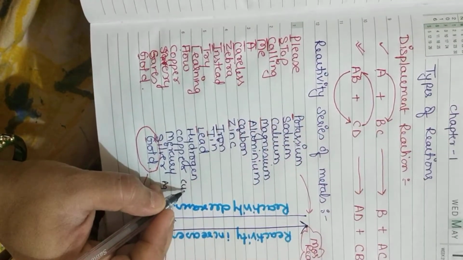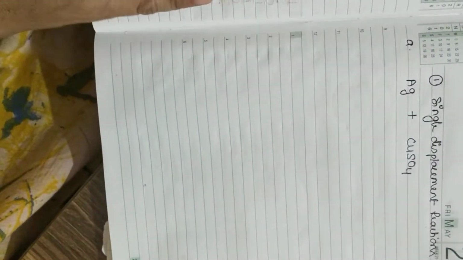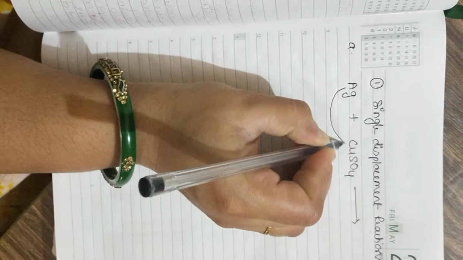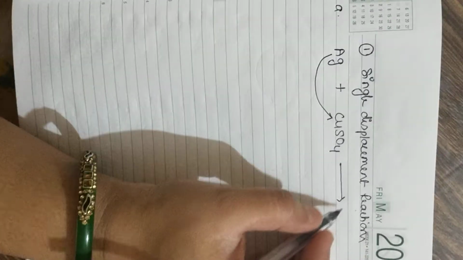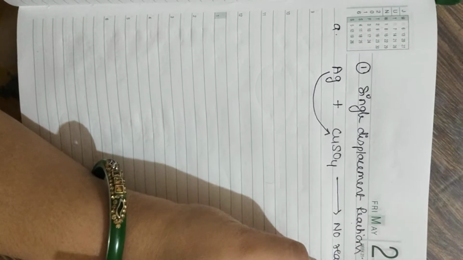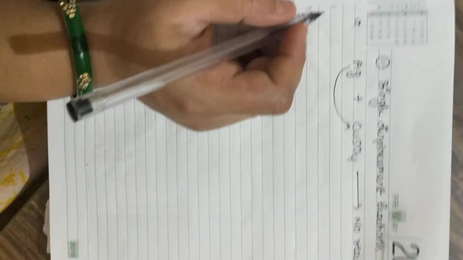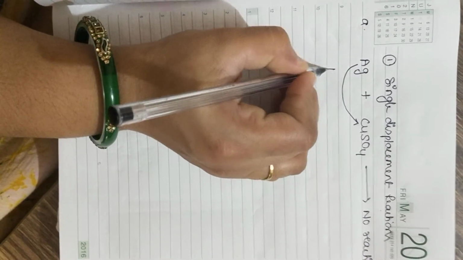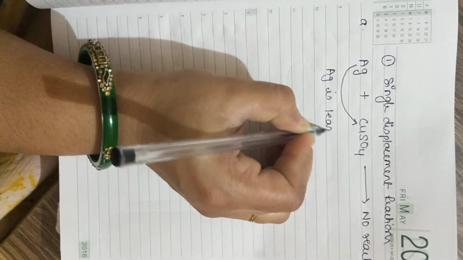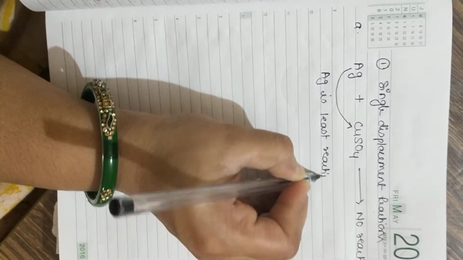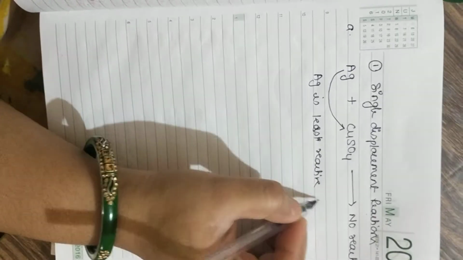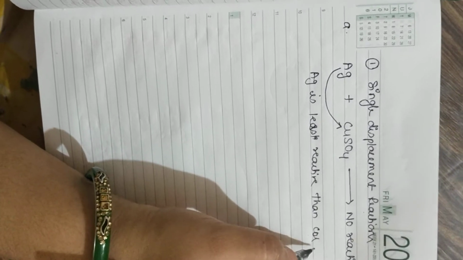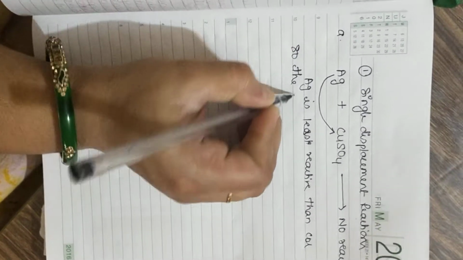That means copper is more reactive than silver. So will it displace or not? No, silver will not displace the copper from its salt. So this reaction will not take place. How have we concluded this? Because silver is less reactive than copper, so the reaction will not take place.